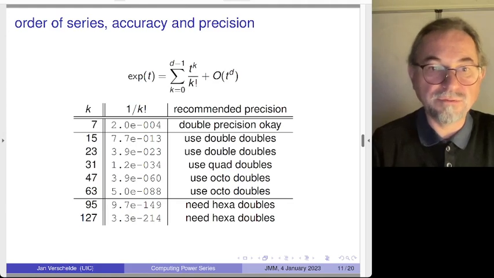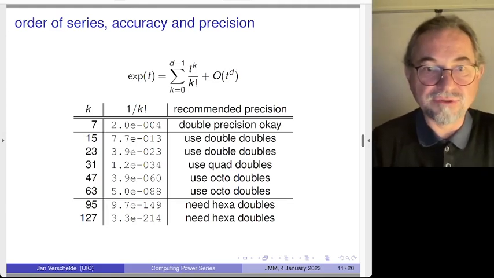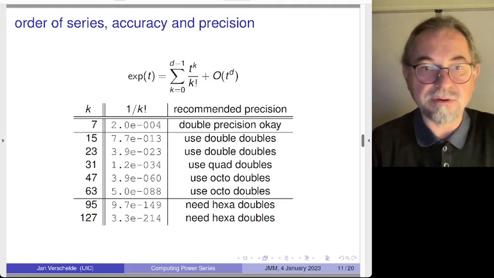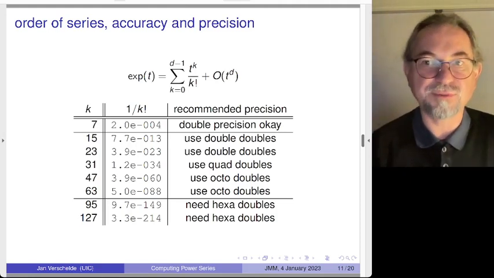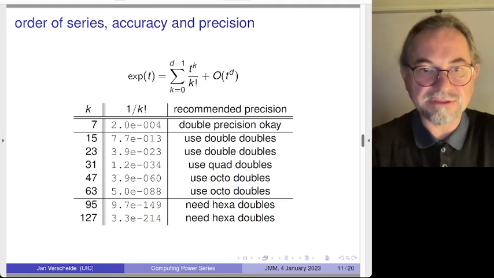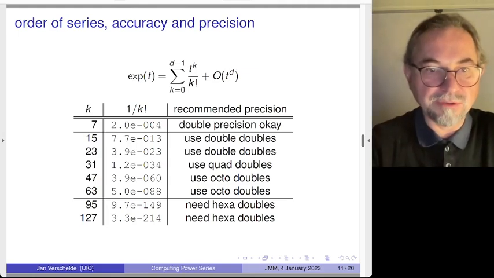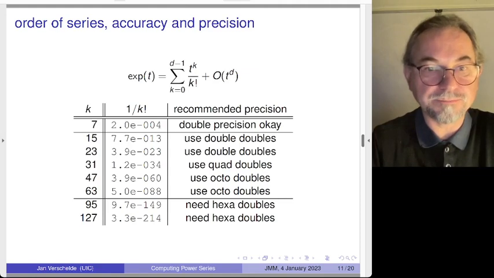So if you use quad double precision, then this is already less than 10 to the power minus 64. Unless of course you know that you are computing exponentials, but in just the honest setup, you cannot actually hope to compute the series accurately unless you use octodouble precision.